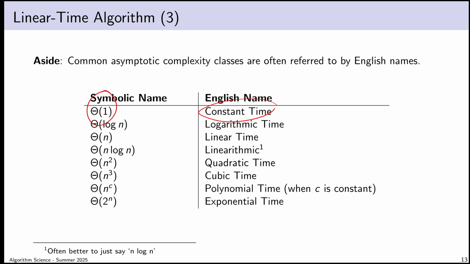So I might say constant time. And I often also say linear time instead of big theta of n. And I occasionally find myself talking about exponential time. To be fair, exponential time is actually not just 2 to the n. It might be 3 to the n or 4 to the n, or anything where n is appearing as an exponent of a constant base.